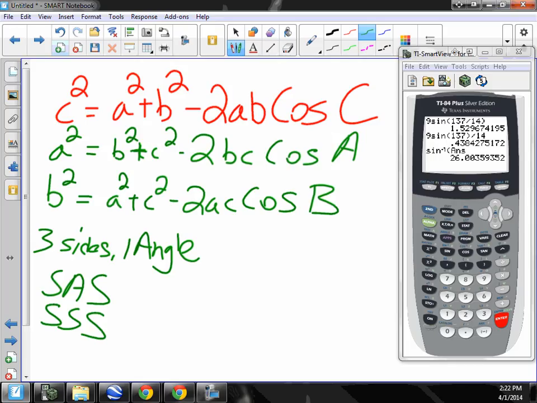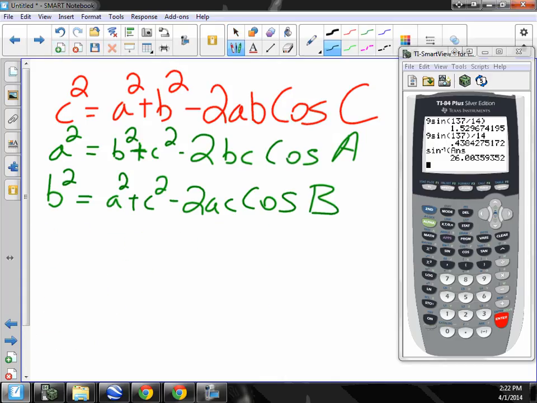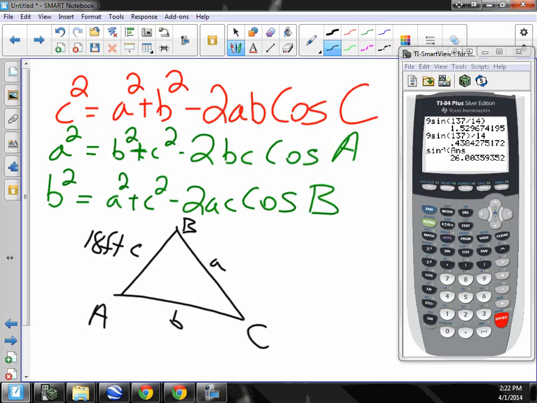So let's do a side angle side problem because those are the easiest. So we'll start with the easy part. So if I had a triangle, A, B, and C, and I said that side c was 18 feet and angle A was 25 degrees, and side b was, oh, I don't know, 10 feet. Using the law of cosines, what can we solve for?